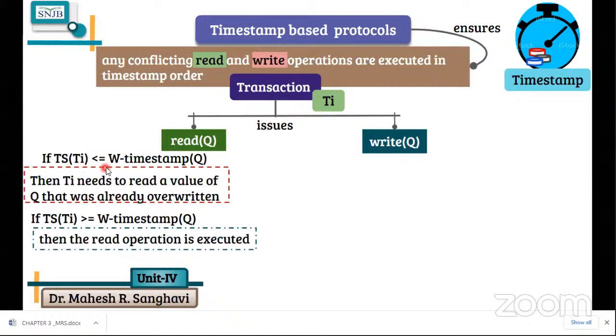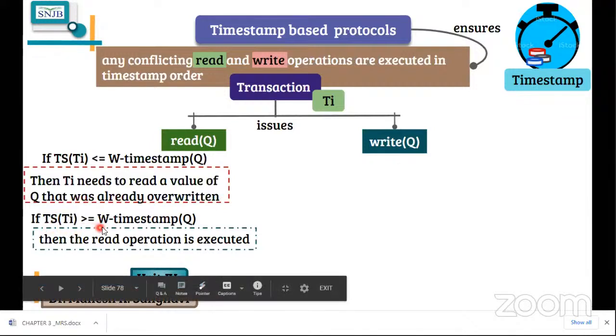If TS of TI is less than the W-timestamp of Q, meaning the timestamp of transaction TI is less than or equal to the write timestamp of Q, then TI needs to read a value of Q that was already overwritten. So this tells you that this TI will read the updated value. If TS of TI is greater than or equal to the W-timestamp, the reverse of this, or I can say else, the read operation is executed.